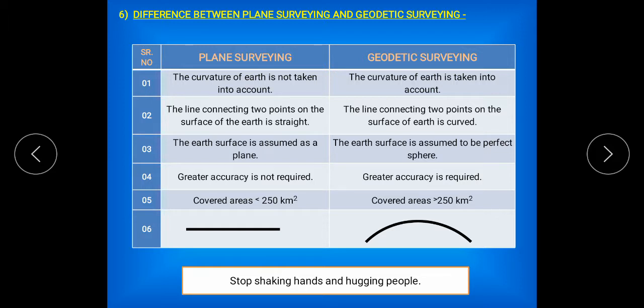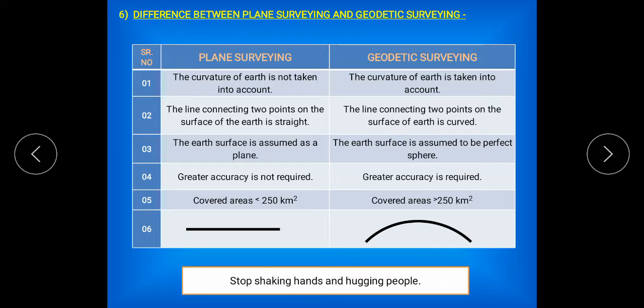The fourth difference is that greater accuracy is not required in plane surveying. When there is no need for greater accuracy, we use plane surveying. In geodetic surveying, greater accuracy is required; it is a must.